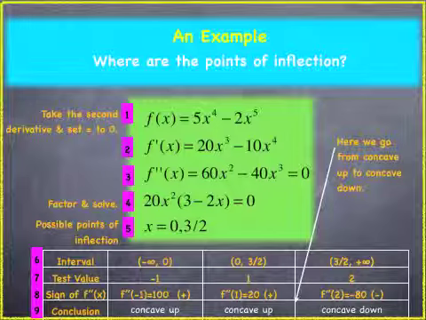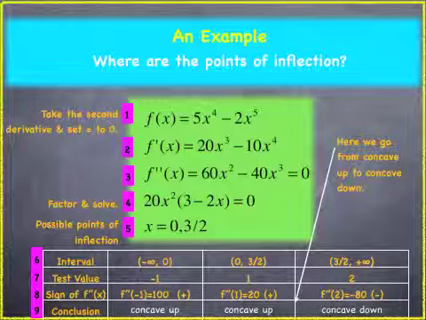Now, let's start with 0. What's going on with x is 0? Well, if you look at row 9, you'll see that to the left of 0, we're concave up, but also to the right of 0, we're concave up. So this is not an inflection point.